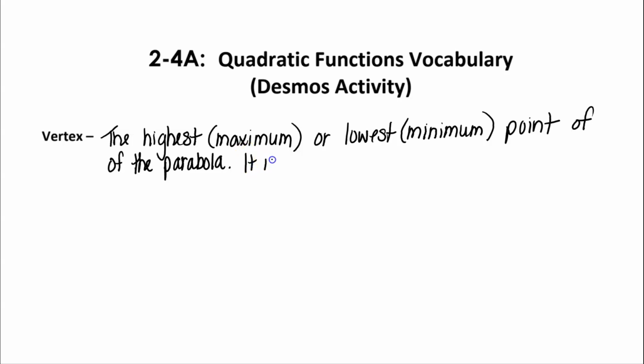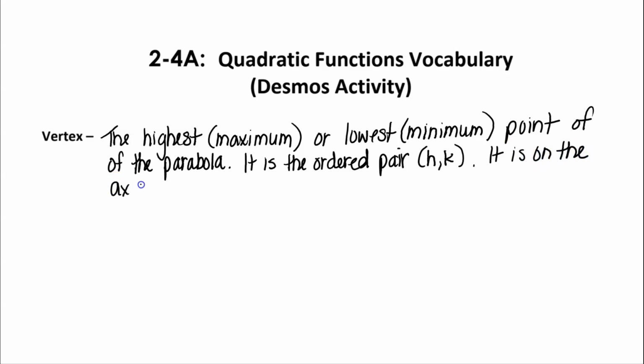It is the ordered pair H comma K, and we'll deal with what H and K mean more next unit, but I'm just starting to talk about it. You may not use all this information in this unit, but we will be talking about HK, and it is on the axis of symmetry, which is a term we will be talking about in a little bit.